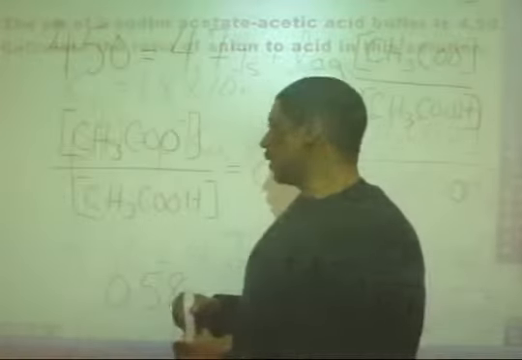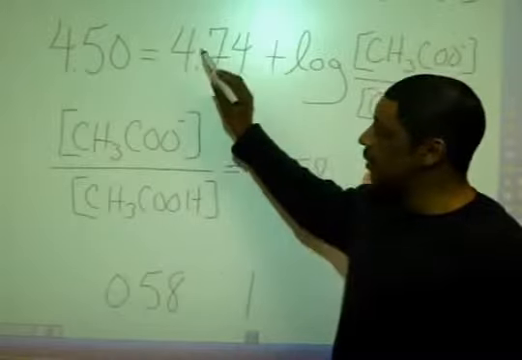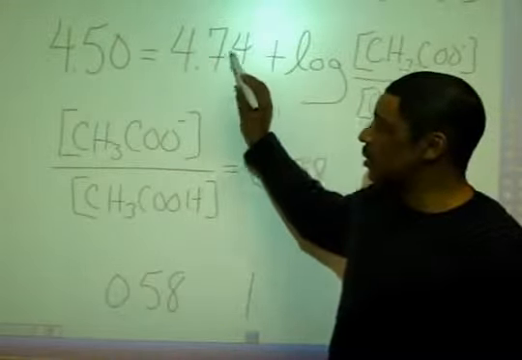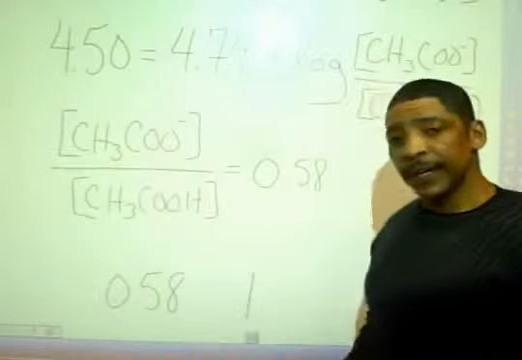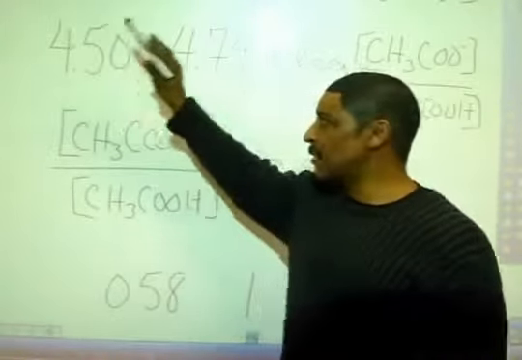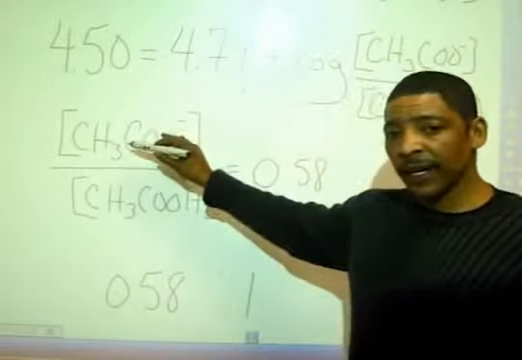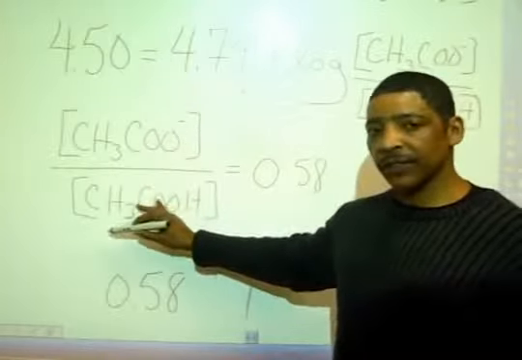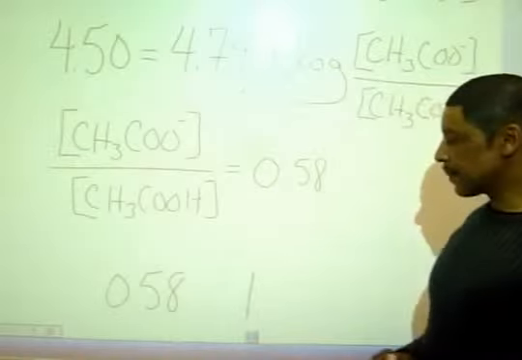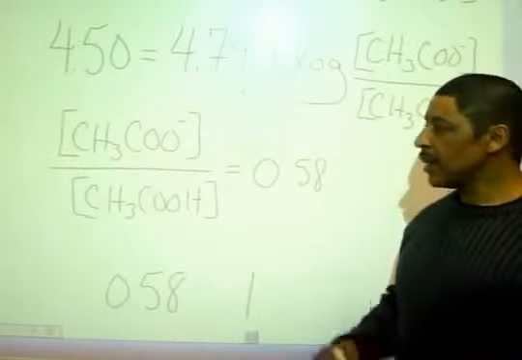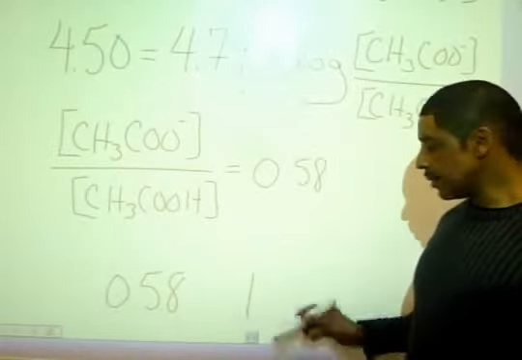We may now calculate the ratio of anion to acid by first subtracting 4.74 from 4.50. Then we take the antilog of both sides of the equation. That will give us concentration of anion divided by concentration of acid is equal to 0.58. This will give us a ratio of anion to acid that is 0.58 to 1.